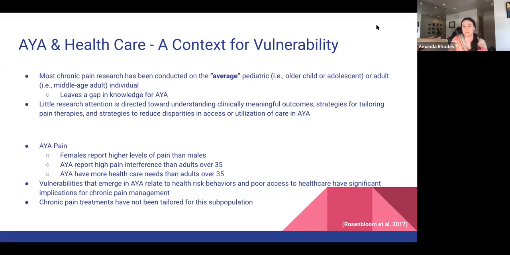So therefore, there are vulnerabilities that emerge for this young adult and adolescent population. And those vulnerabilities, which I'll talk about in the next slide, relate to some health risk behaviors for our young adults, and also this poor access to healthcare has significant implications for chronic pain management. And what we're going to do today is take our chronic pain treatments and tailor them to an AYA population, because that really doesn't get done. Most of our research gets done with the average adult patient. And so we're going to take that research and see how we can implement it with our younger folks. So if you want to go on to the next slide.